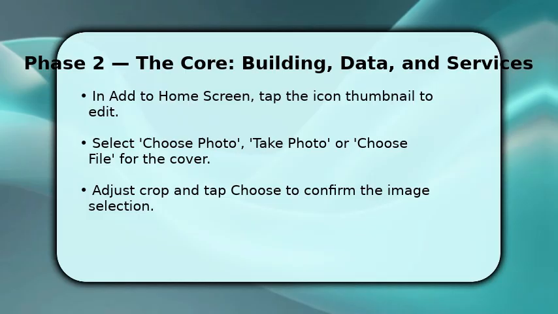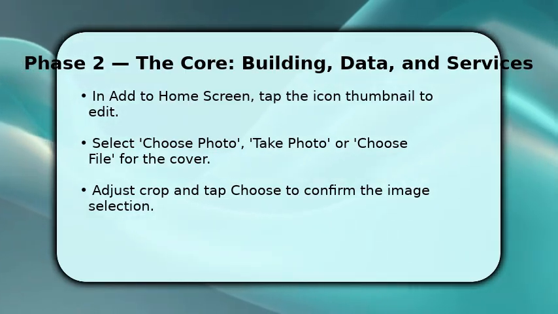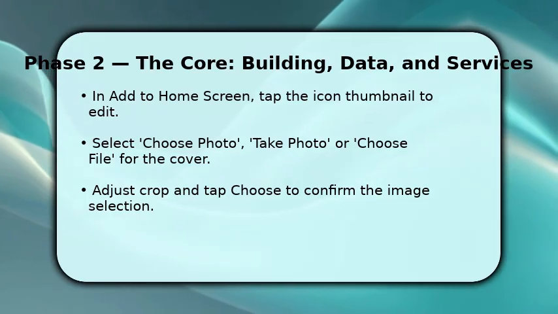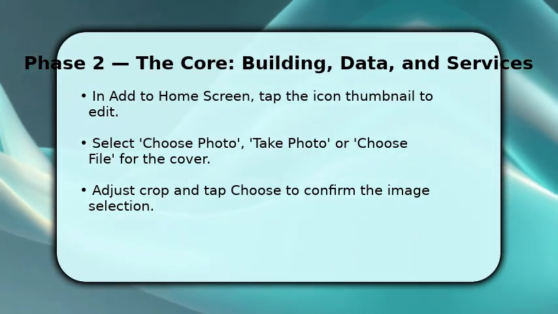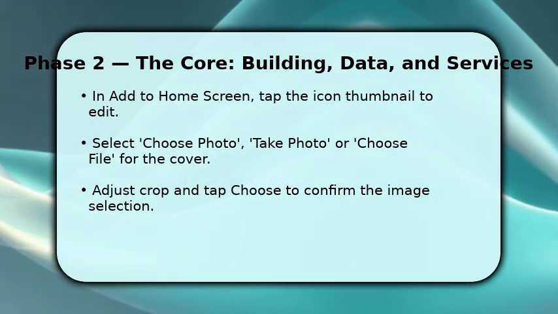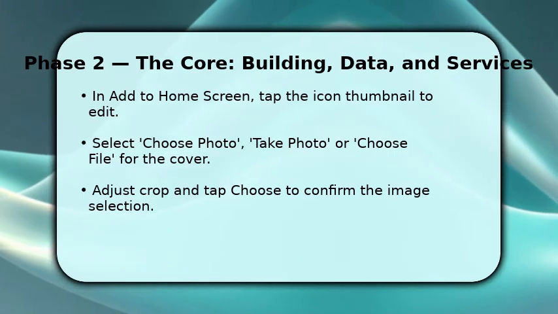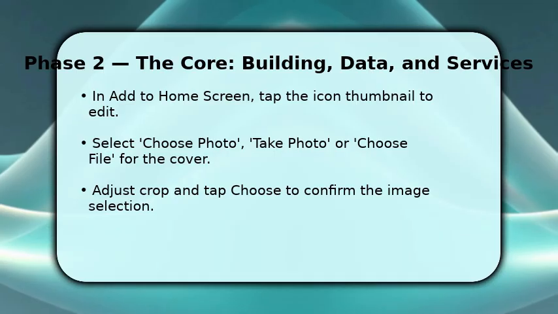You can pick Choose Photo to use an existing image, Take Photo to snap one now, or Choose File for documents and higher resolution art. Once you pick an image, iOS shows a crop tool. Adjust the framing so the icon is centered and legible. Make sure the subject is visible at small size. Simple, high-contrast images work best, then tap Choose to apply it.